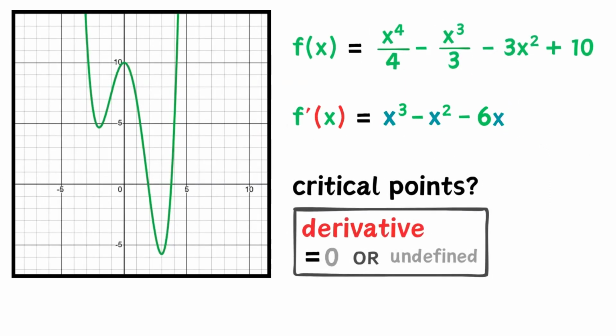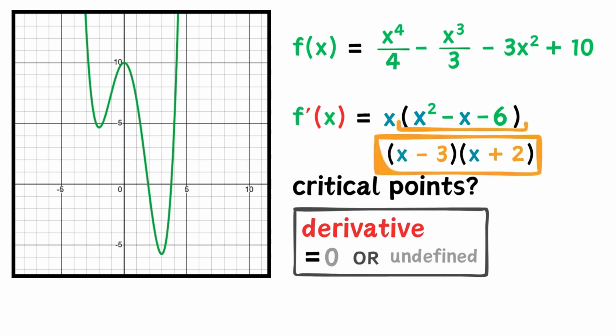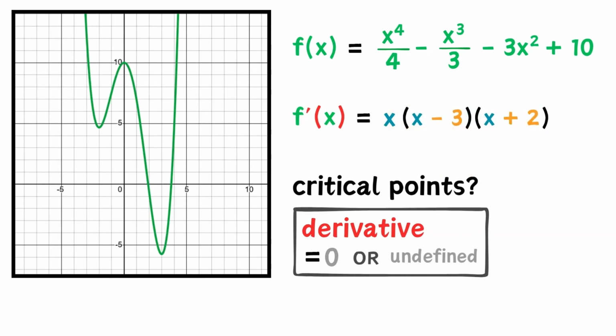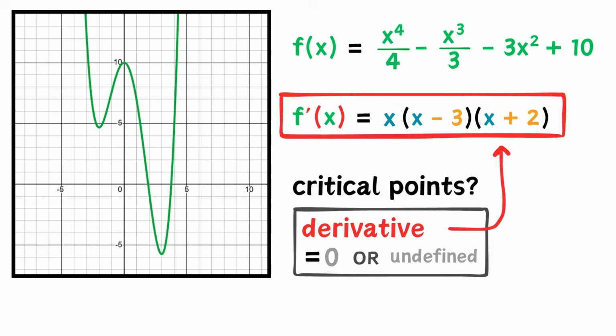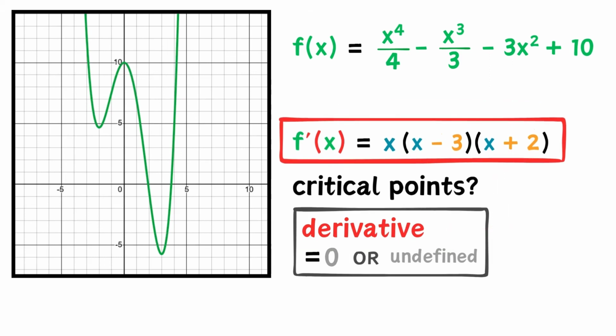Now we can factor this, which gives us x times (x minus 3) times (x plus 2), and this is the derivative. Whenever this expression equals 0, we have a critical point. Now because we factored, it's very easy to find when this expression equals 0. If any of these terms equals 0, the entire thing will equal 0. So that means the derivative is 0 when x equals 0, 3, or negative 2. These are our critical points.